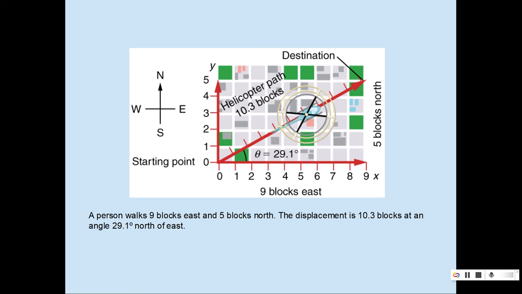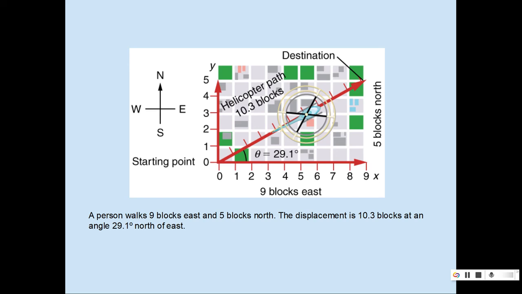The length of our resultant vector in this case would be 10.3 blocks, and the direction, of course, would be 29.1 degrees above the x-axis. It is important that we specify what this angle is in reference to, so we will want to pay attention to that. This gets us into our first topic, the conceptual addition of vectors.